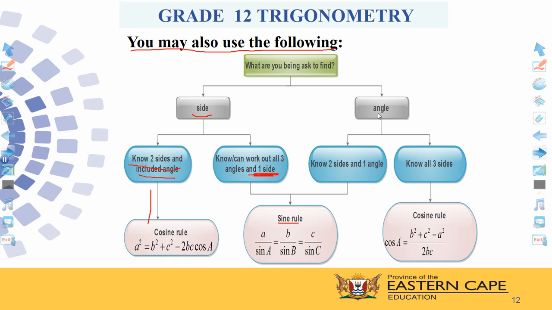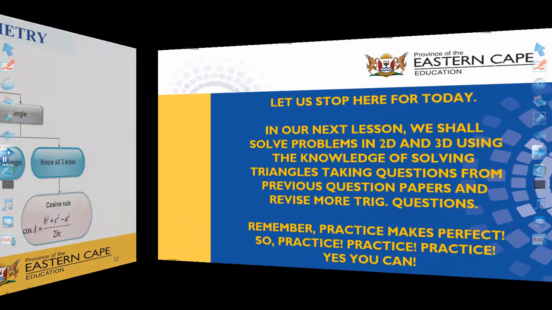If you are to calculate the angle, what do you know? If you are to calculate the angle and you know two sides and one angle, then obviously, if you know two sides and one angle, that angle must be opposite to one of the given sides. Then you still use the sine rule. But if you know all the three sides, just sides, then you use the cosine rule. So that's basically what you can ask yourself, how you can summarize the whole thing, right?